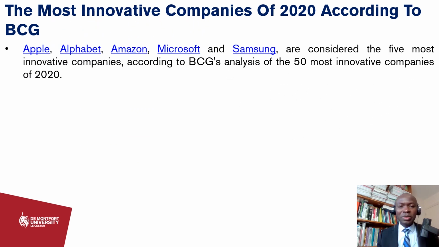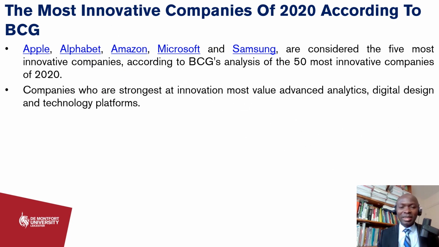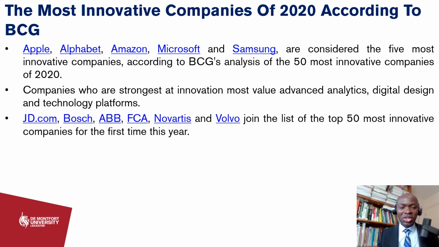So the most innovative companies of 2020, according to BCG, which is the Boston Consulting Group, you find companies like Apple, Alphabet, Microsoft, Amazon, Samsung. They are considered to be the five most innovative companies according to the analysis by BCG. The report is actually out there. You can go and have a look at it and see some of the methodology behind that particular report.